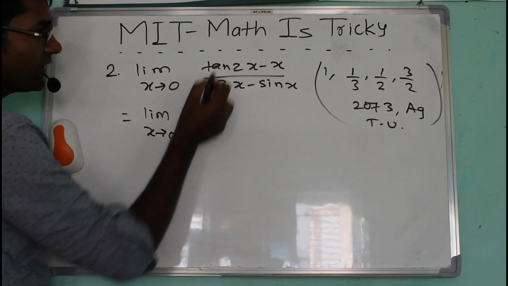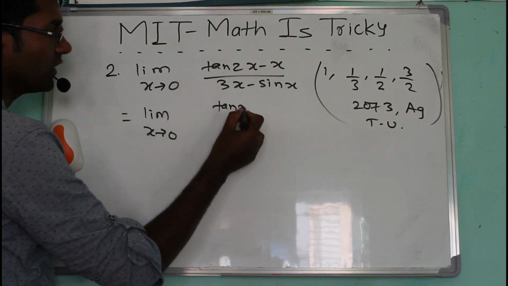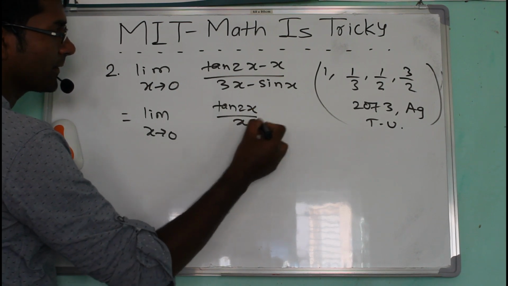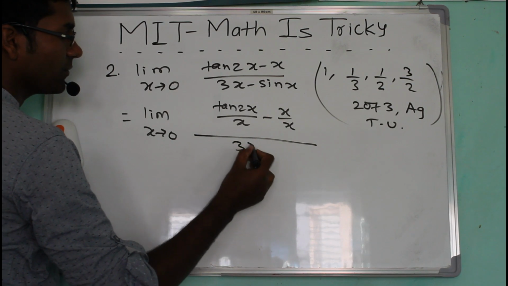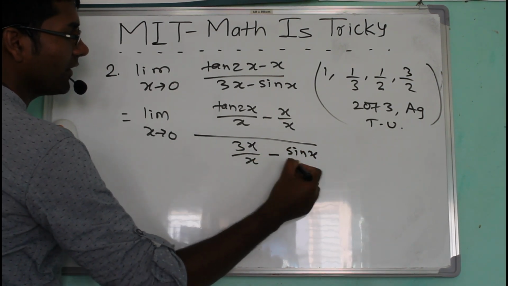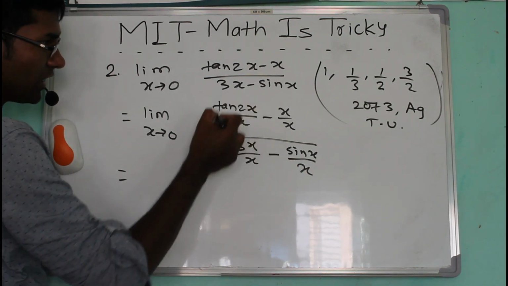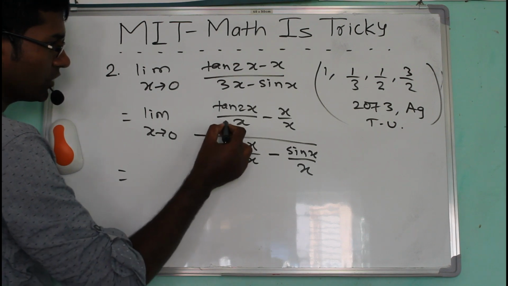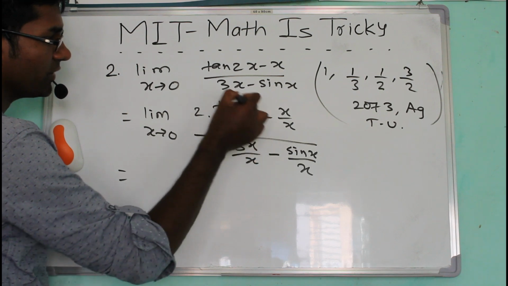What I'm going to do here is divide both numerator and denominator by x. So we can write tan 2x by x minus x by x, then 3x by x minus sin x by x. So what do we get here? We know the limit of tan 2x by x, simply we can write 2 to balance this, and this is going to give 1.